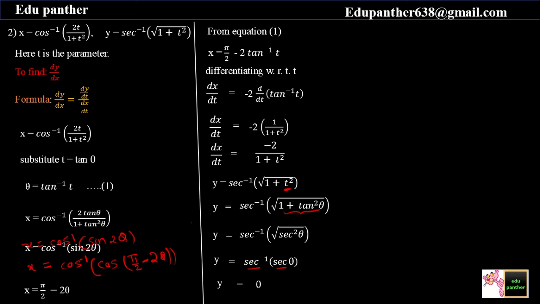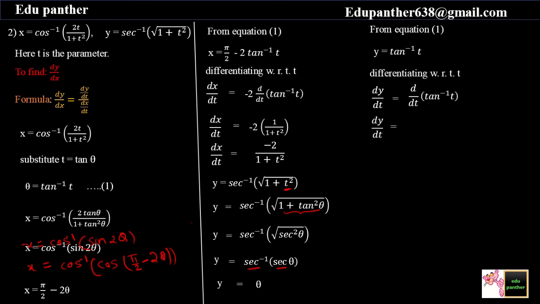So from equation number 1 we can substitute the value of theta. So y was theta and theta is tan inverse of t. So y will become tan inverse of t. Now differentiate with respect to t. So dy by dt is the derivative of tan inverse of t. Now again pause your video here, write the derivative of tan inverse t in the comments and see whether you got the correct answer or not. So the derivative of tan inverse of t is 1 upon 1 plus t square.